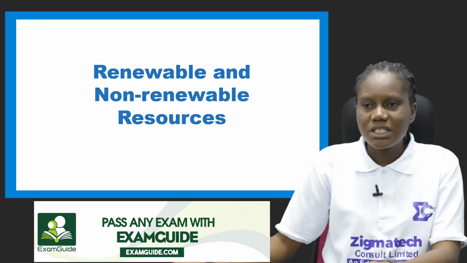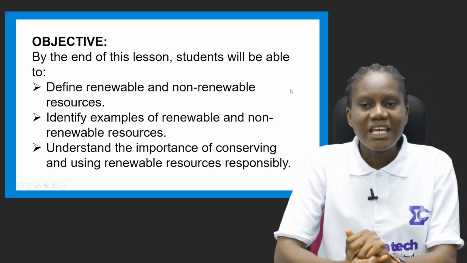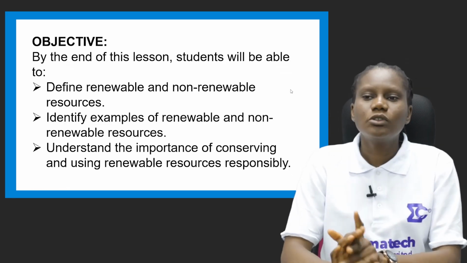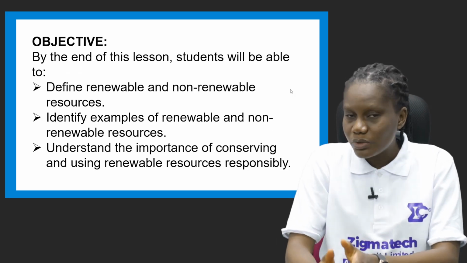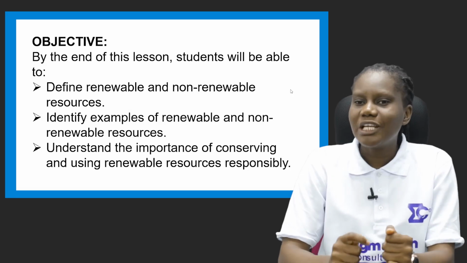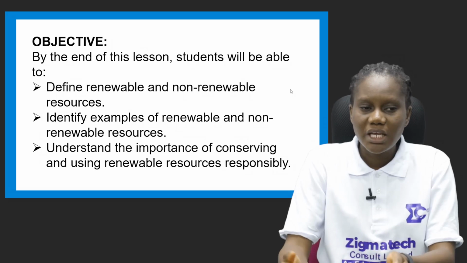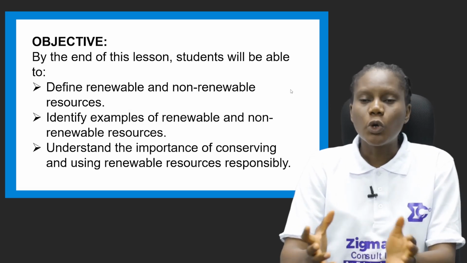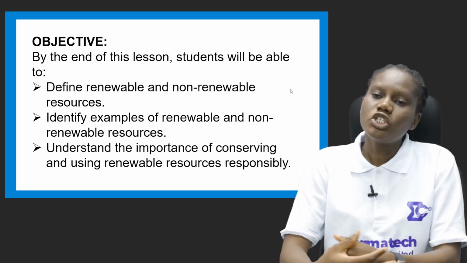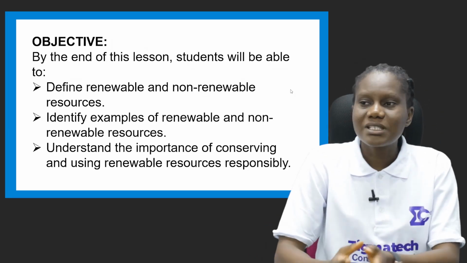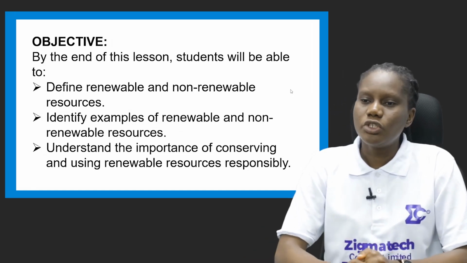And what is our objective for this class? At the end of today's class, you should be able to define renewable and non-renewable resources. You should be able to identify examples of renewable and non-renewable resources whenever you come across them in your environment, in your classroom, in your homes, as you travel from one community to the other, as you come across every material, you know this is renewable and this other resource is non-renewable.